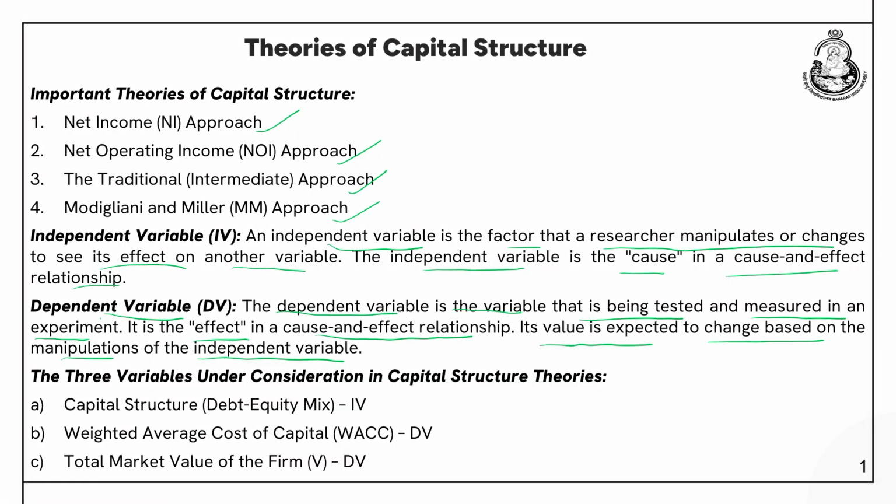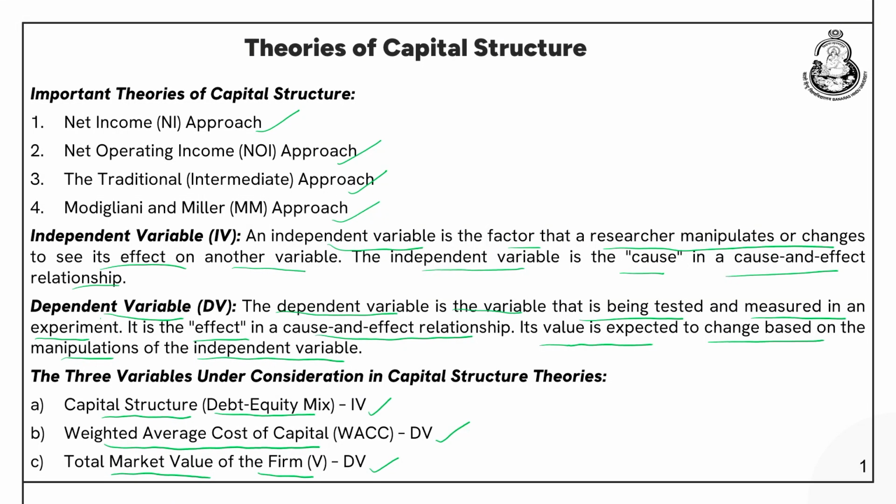When we talk about the capital structure theories, there are 3 variables under consideration. The first one is the capital structure of a firm, also known as the debt equity mix, the proportion of debt and equity. The second one is the weighted average cost of capital, which you call WACC or the overall cost of capital. And the third one is the total market value of the firm. The debt equity mix is the independent variable. The weighted average cost of capital and the total market value of the firm are the dependent variables.